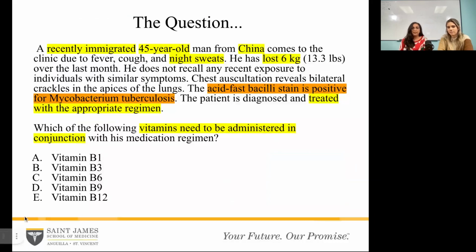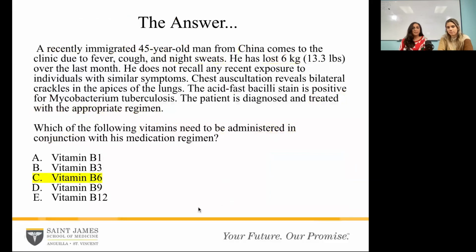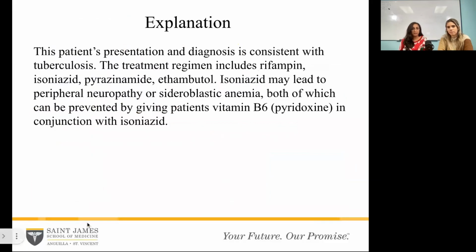In this case it is vitamin B6, so most of you guys did a great job. Now, the explanation here is that the patient's presentation is consistent with tuberculosis, which was given in the vignette. The treatment regimen would include rifampin, isoniazid, pyrazinamide, ethambutol. And isoniazid may lead to peripheral neuropathy or sideroblastic anemia, both of which can be prevented by giving patients vitamin B6, also called pyridoxine, in conjunction with the isoniazid.